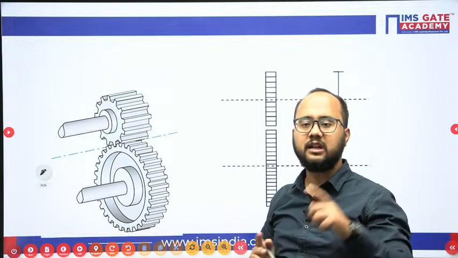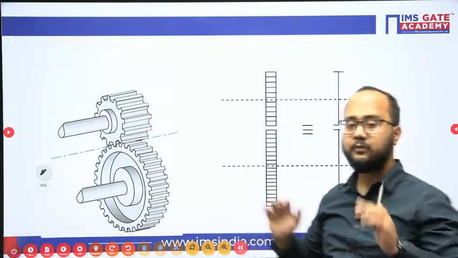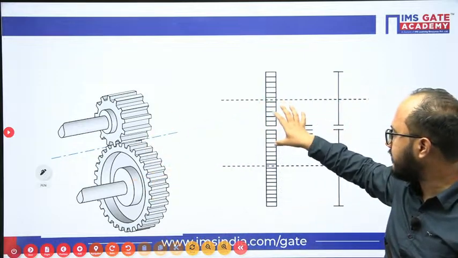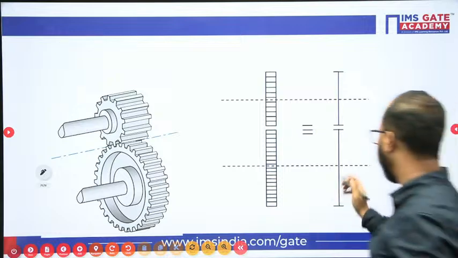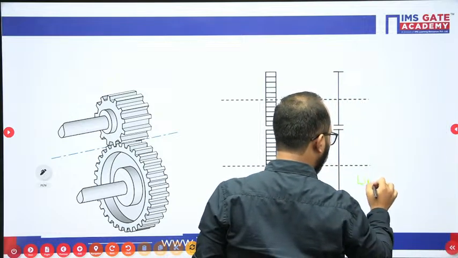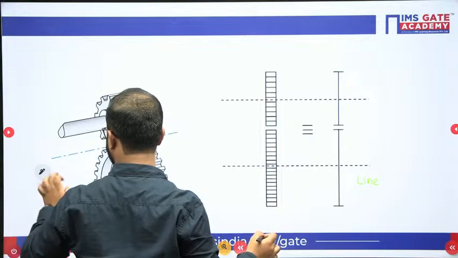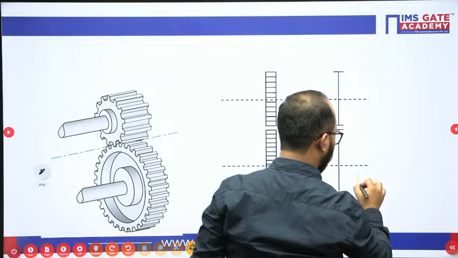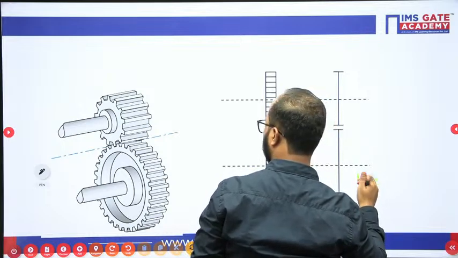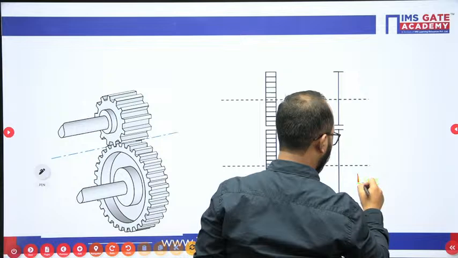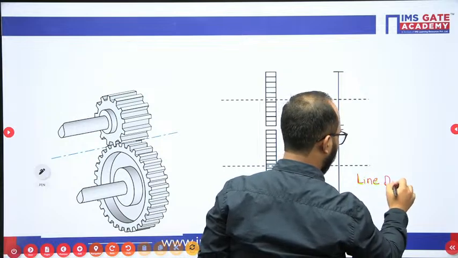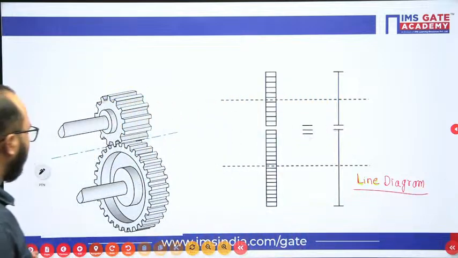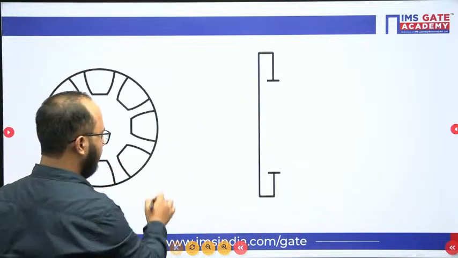I will show you which question I am talking about. So this is the external meshing. Either it can be represented like this or like this. So this is our line diagram. This is what we have as a line diagram. This is the line diagram for internal gear.